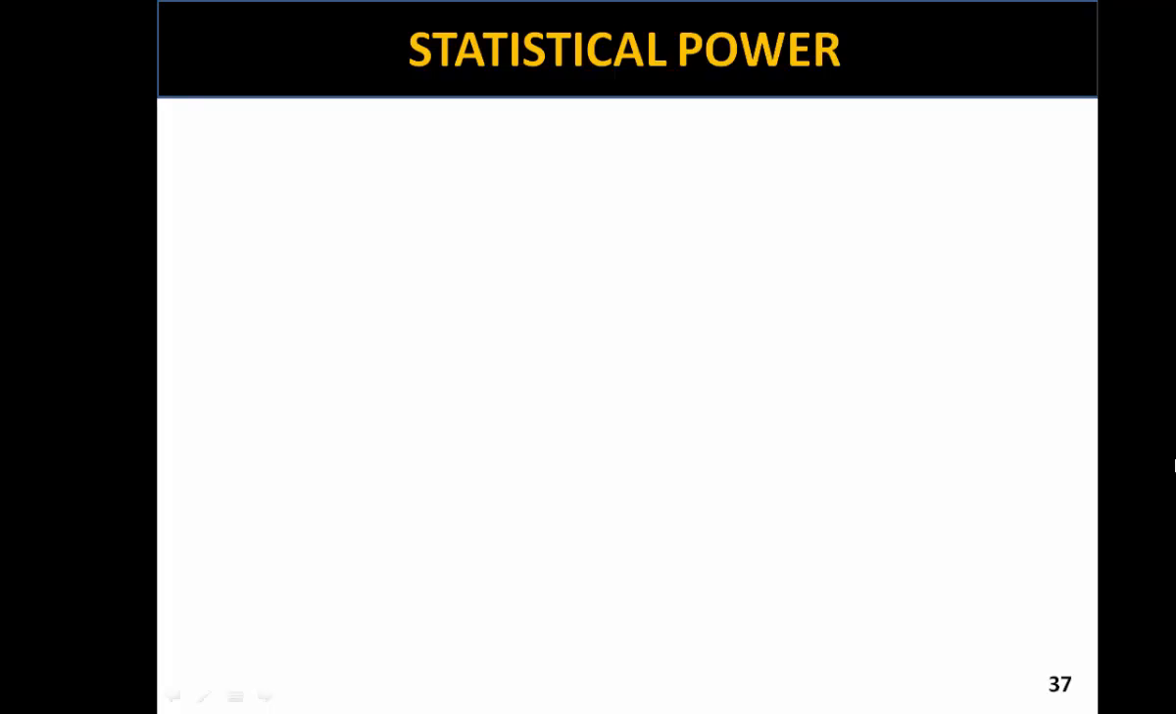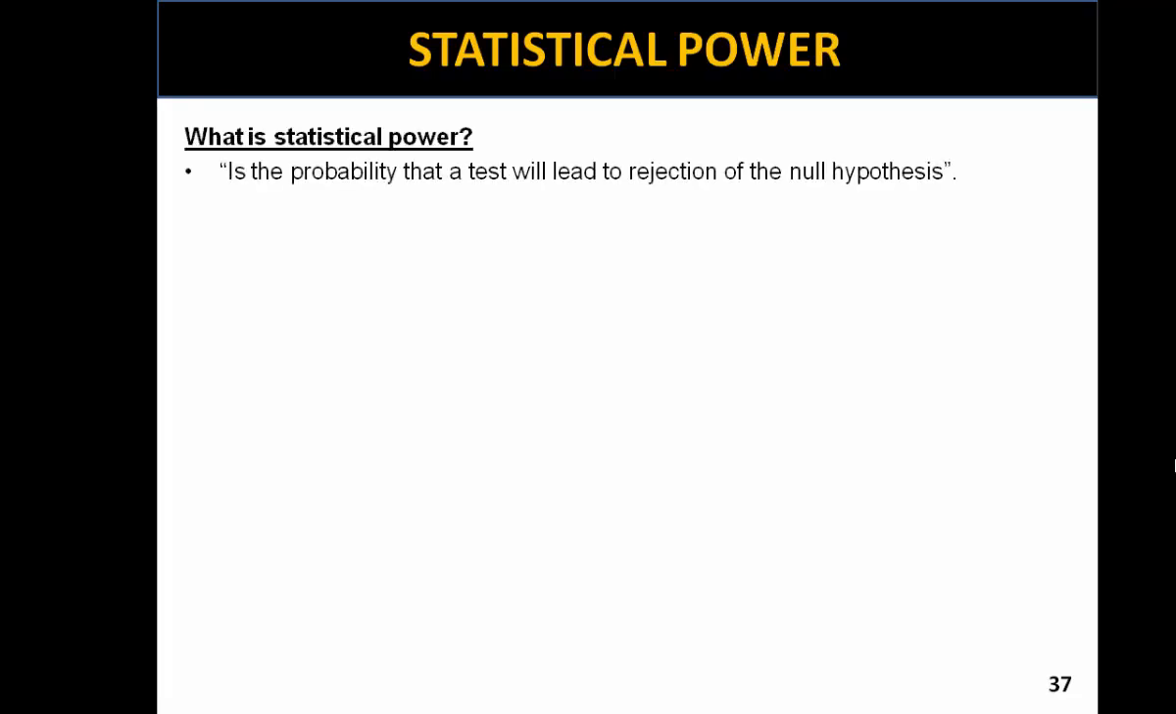In this lecture, we're going to review a concept referred to as statistical power and how it relates to the null hypothesis, as well as examining the different factors that affect statistical power. Statistical power is the probability, and recall that we don't have absolute certainty in statistical testing, but we talk about the probability that a test will lead to the rejection of the null hypothesis.